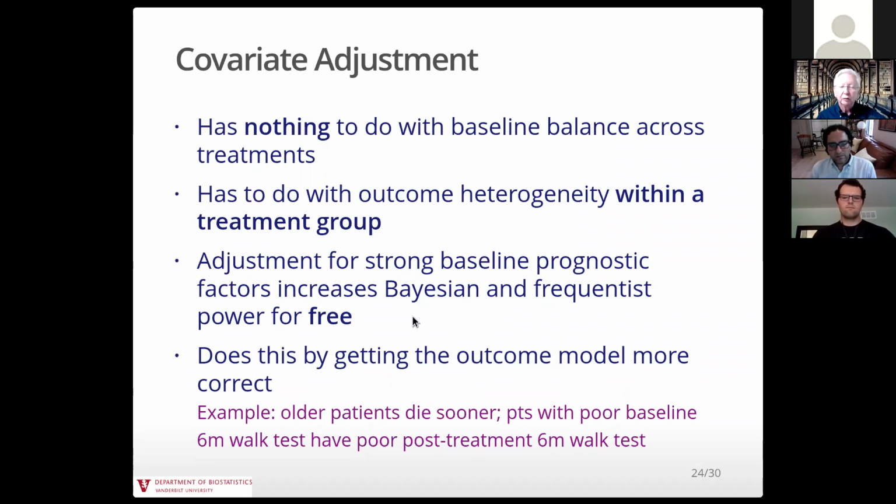Not using covariate adjustment is like shooting yourself in the foot. You have a gift staring you in the face that costs nothing, and you elect not to use it, so you're going to have to raise your sample size, typically between 10 and 30%. And so you're getting the outcome model more correct. You're realizing that older patients die sooner, so to ignore the age is wrong. You're realizing that patients with poor baseline 6-minute walk test have poor post-treatment 6-minute walk test. So not to use that baseline measurement is going to leave unobserved heterogeneity in the outcome, and that lowers your power.